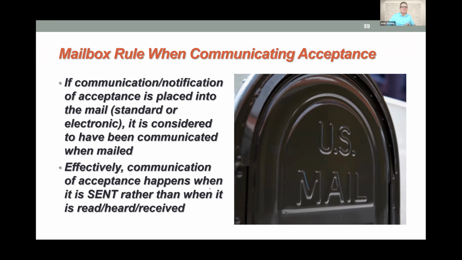Because I don't know if we touched base on this or not, Travis. Acceptance is signing. That's when the offeree has signed the contract without making a single change. Acceptance means signed. Correct. But communication of acceptance is when that signing has been communicated to the offeror. Exactly. Very big difference.